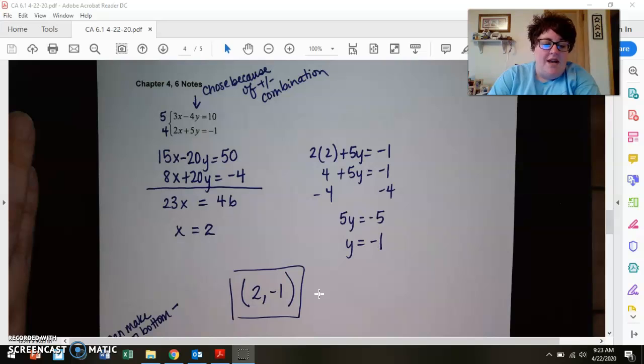You end up getting your y's to go away, and you're left with x is equal to 2. Okay, and then take your 2 and substitute it back into one of the equations. So for this one, I chose the bottom one. Okay, and again, it does not matter. You'll get the same thing for both if you have a correct x. Okay, and you end up with the coordinate (2, -1).